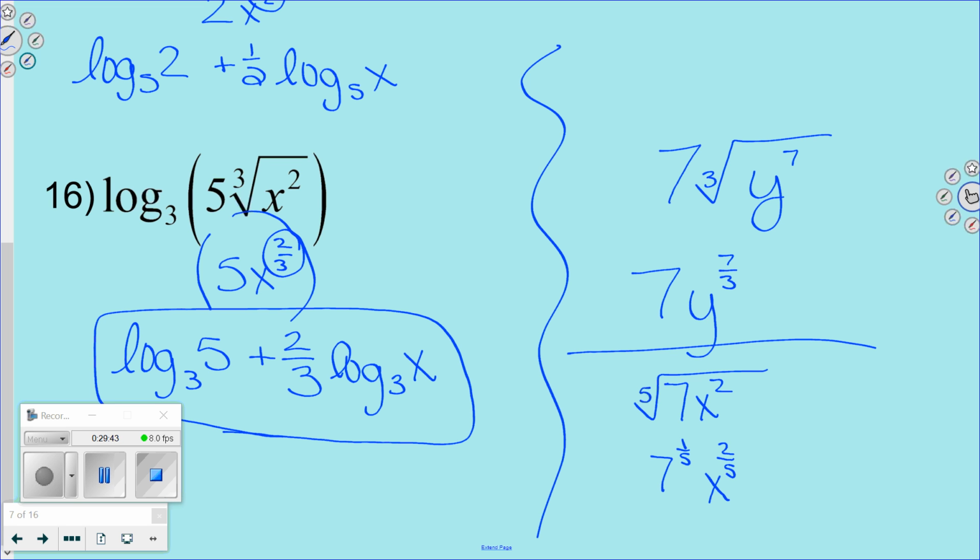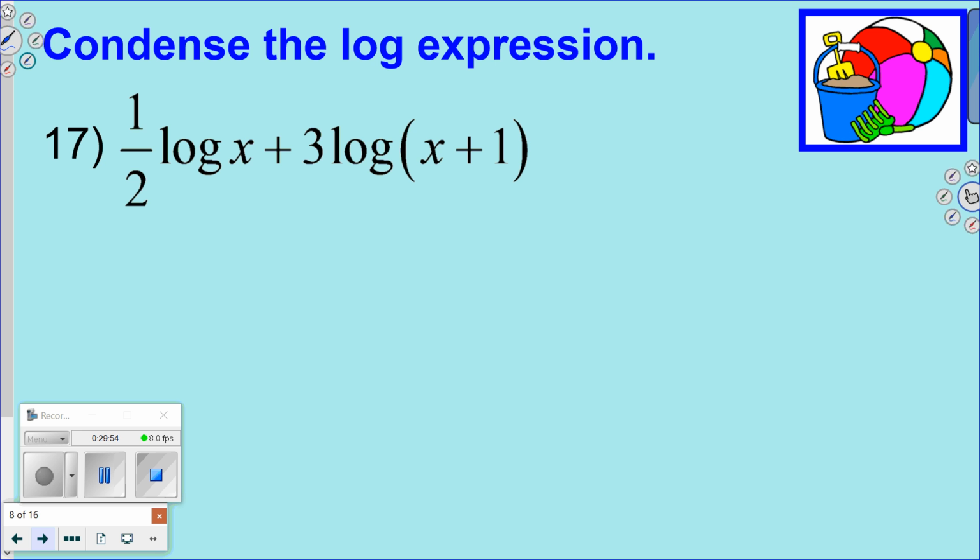Better? Yes? Okay. Other questions? Make sure you're asking, guys, because seriously, if you don't get it, somebody else probably doesn't get it either. Okay. All right, let's go back to condensing again. We've expanded, we've condensed, we're going back to condensing now.